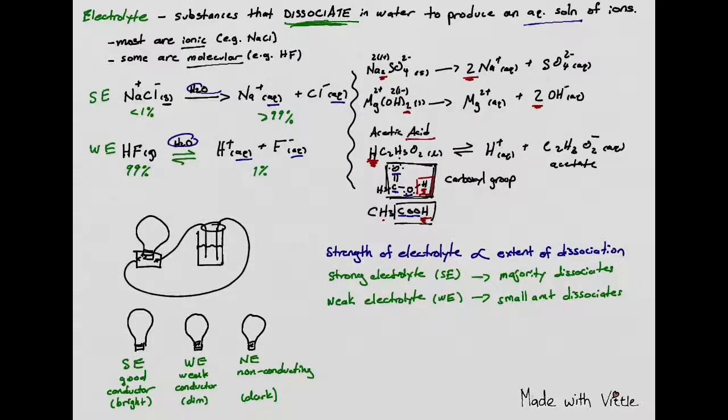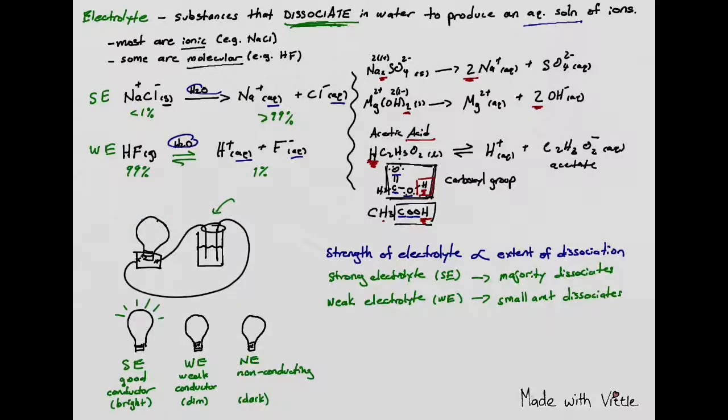So in this drawing that I have below, if in this beaker we had a solution of sodium chloride, most, if not all of that sodium chloride would exist as Na+ and Cl- ions. And therefore this solution would be very good at conducting electricity, and that would result in a really bright light bulb as it completes that circuit.